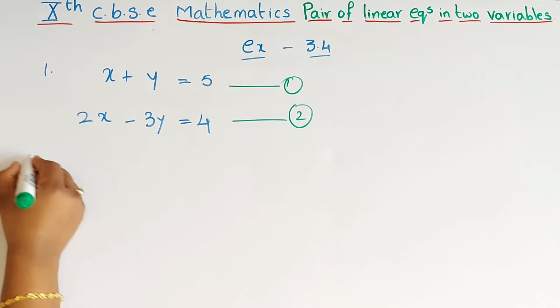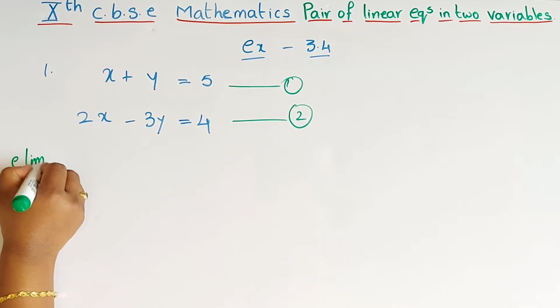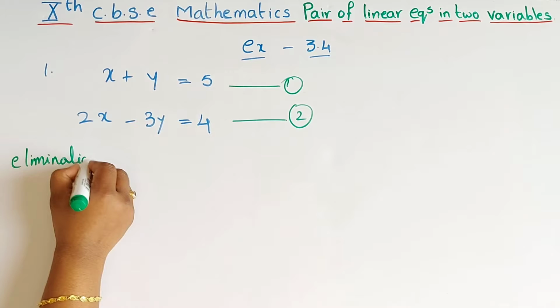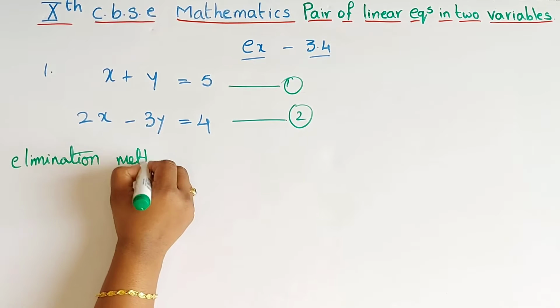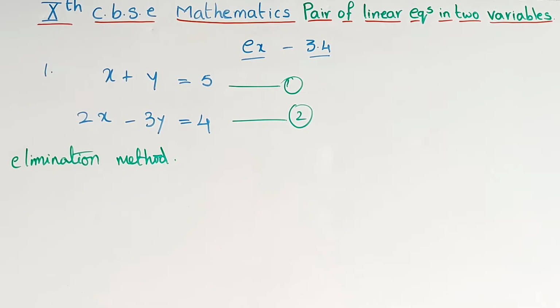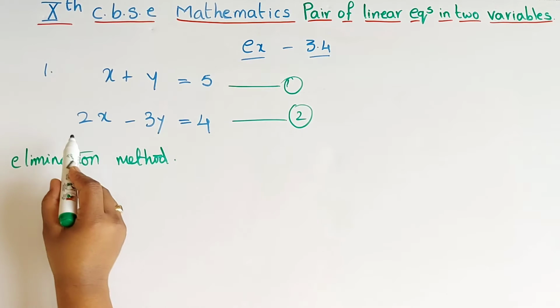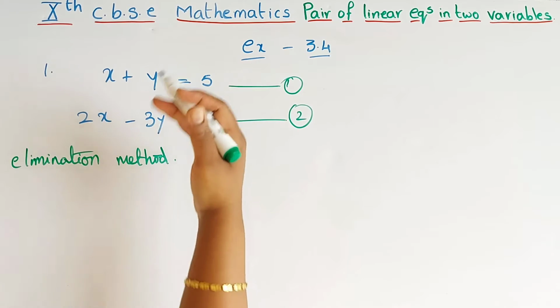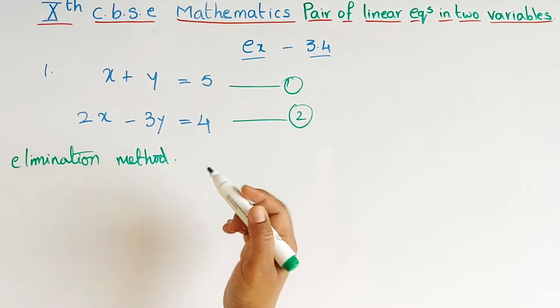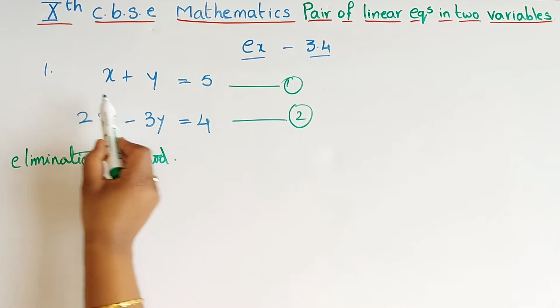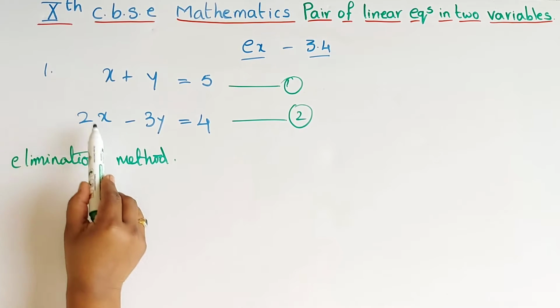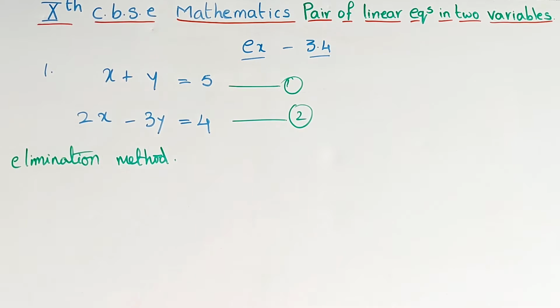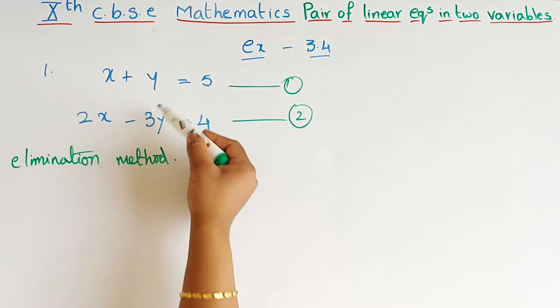So first one, elimination method. We have already discussed elimination method in our previous video children, how to do. So let us start. Here first equation, x plus y equal to 5. Second one, 2x minus 3y equal to 4. Now we have to check the terms, which term we can eliminate, right? Here see, if you add or subtract also, you cannot eliminate x terms. If you see here also, you cannot eliminate any term children.